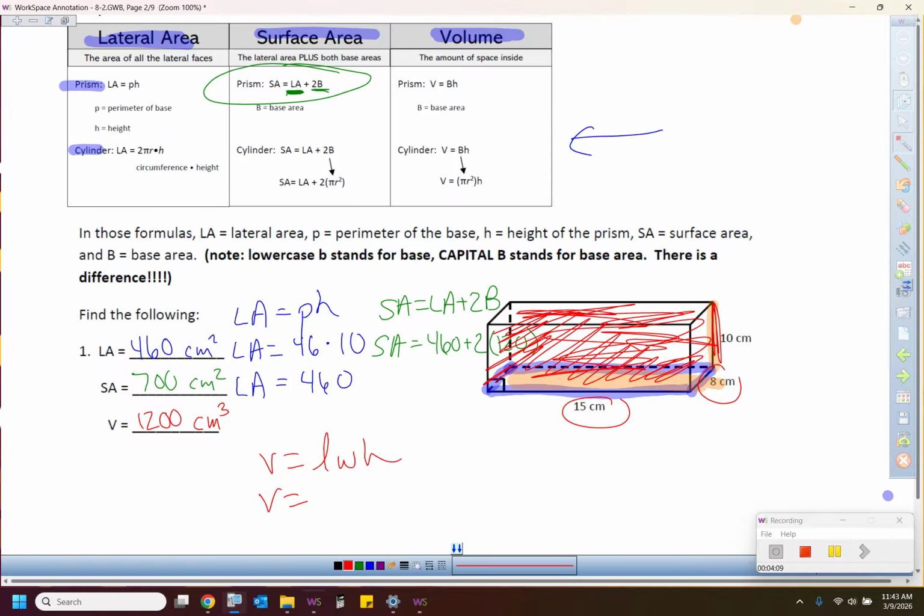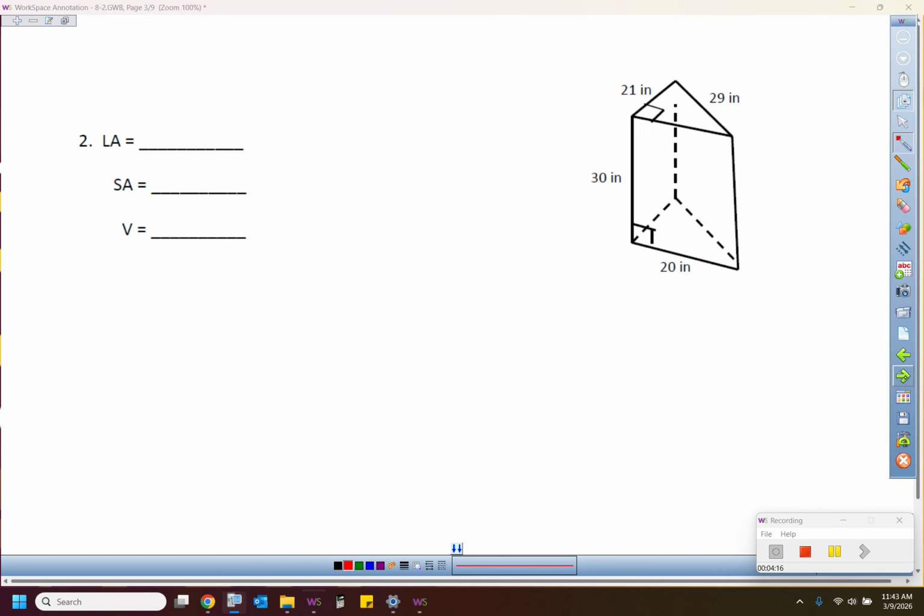There's 1,200 cubic centimeters of space inside of that thing. That's known as the volume. So here, a little different, right? So this is a triangular prism.